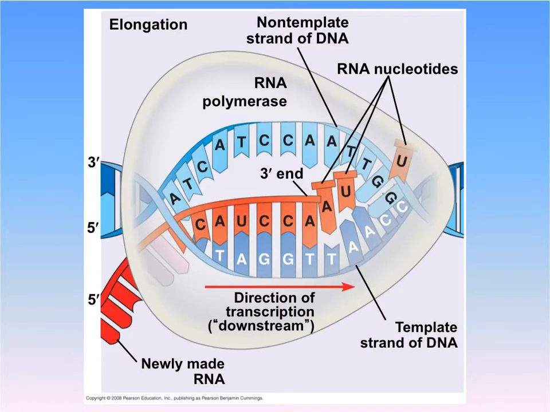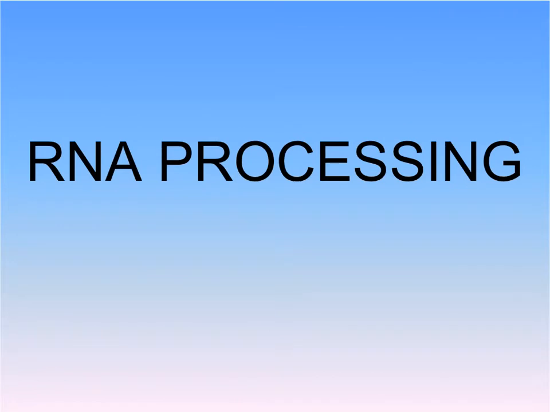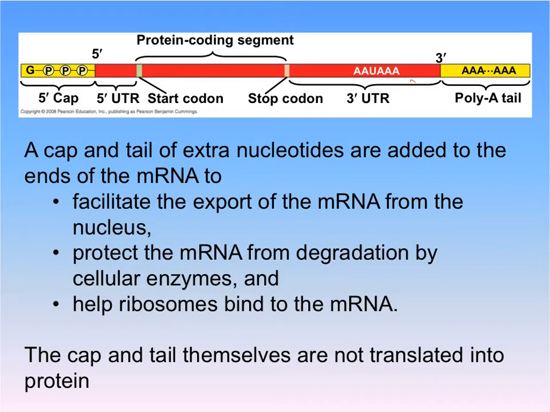And once this enzyme attaches, we'll go ahead and add in our bases in a complementary fashion. Now remember, there's no thymine in RNA. So if you have an A in your DNA, then you will have a U in your RNA, uracil. Okay, we made our mRNA, but it's not quite ready to leave the nucleus and head out to the ribosome yet. We got to process it first.